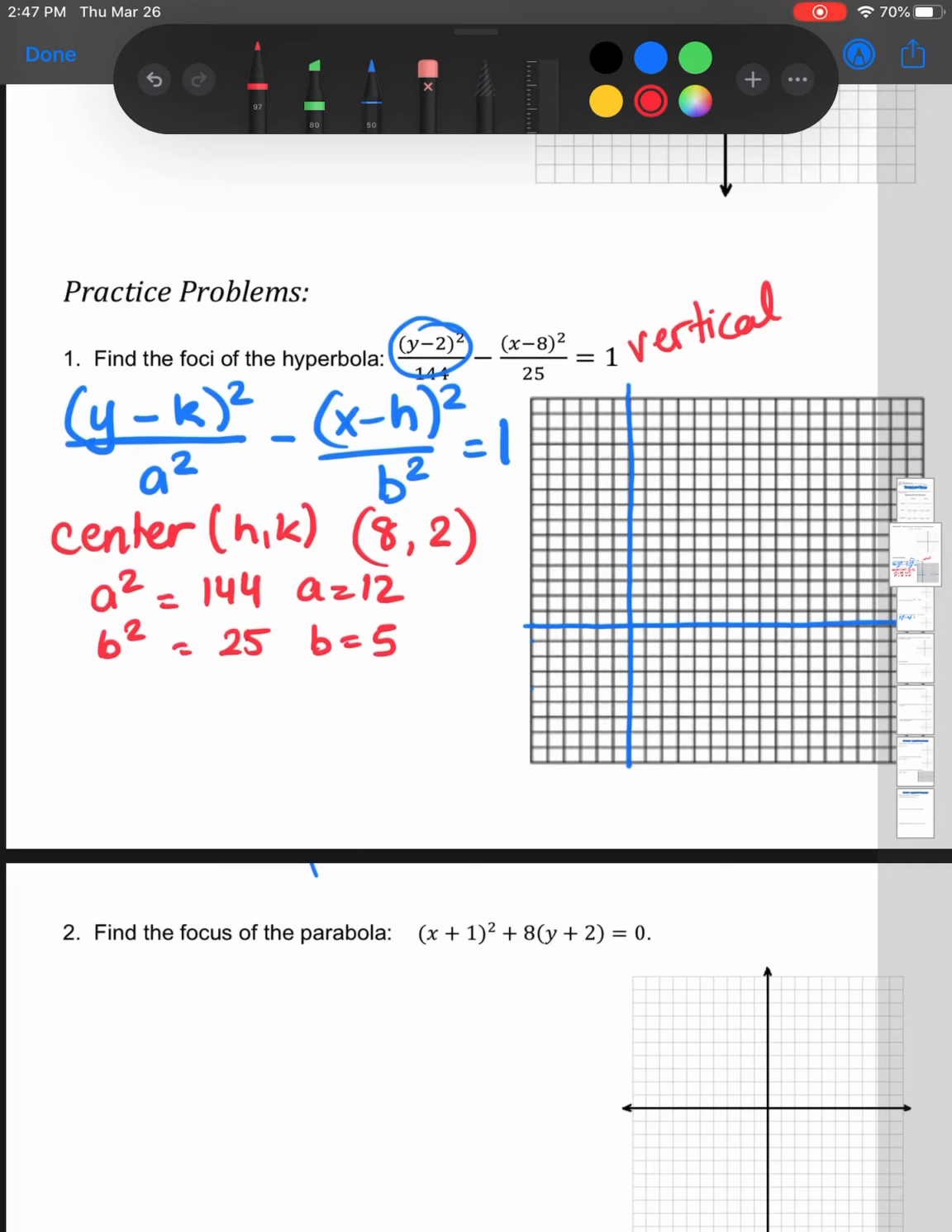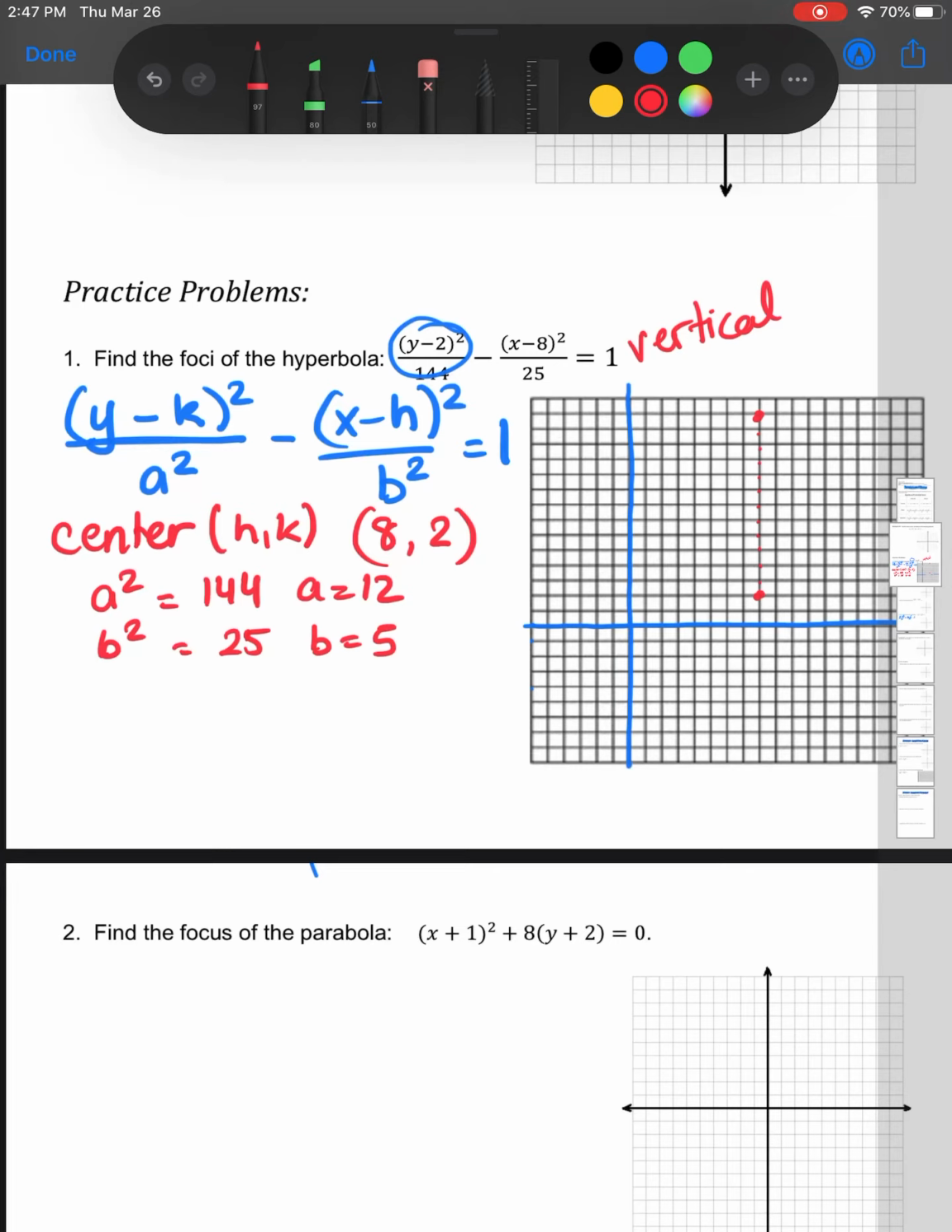So 8, 2. I already drew the axis. Don't draw it through the middle, otherwise you'll be going outside the graph. So 1, 2, 3, 4, 5, 6, 7, 8, 1, 2. That's where my center is, right? I know it's vertical, so I'm going to use my a, which is up 12. 1, 2, 3, up to 12. I'm going to go outside the graph.